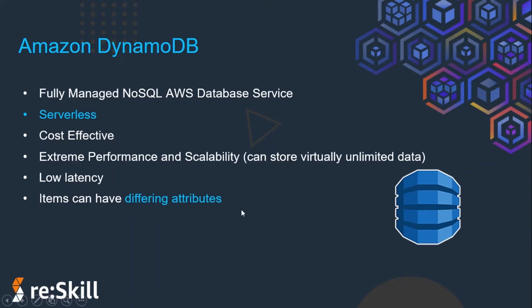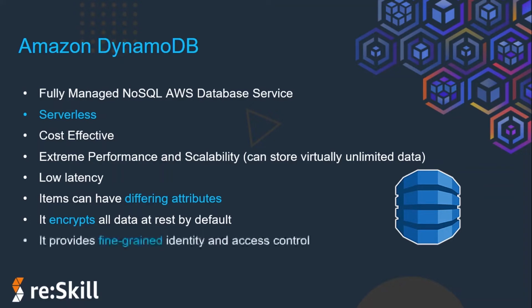Since it's flexible, that's why it has the capability of different attributes, and it encrypts all the data at rest, that too by default. And it also provides fine-grained identity and access control, so you can define the access at the table level, at the item level, which is nothing but a row, and at the attribute level also, which is nothing but a column. So isn't that amazing?